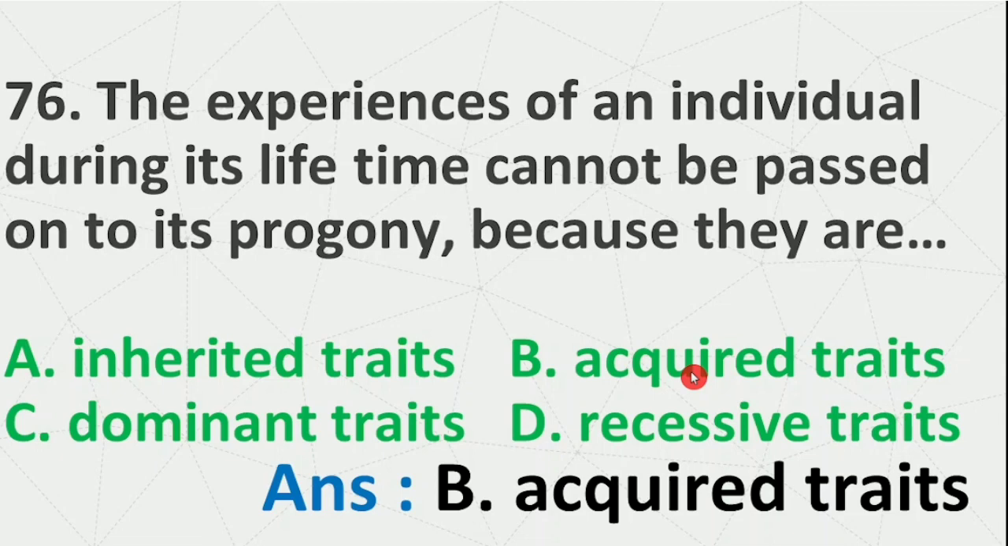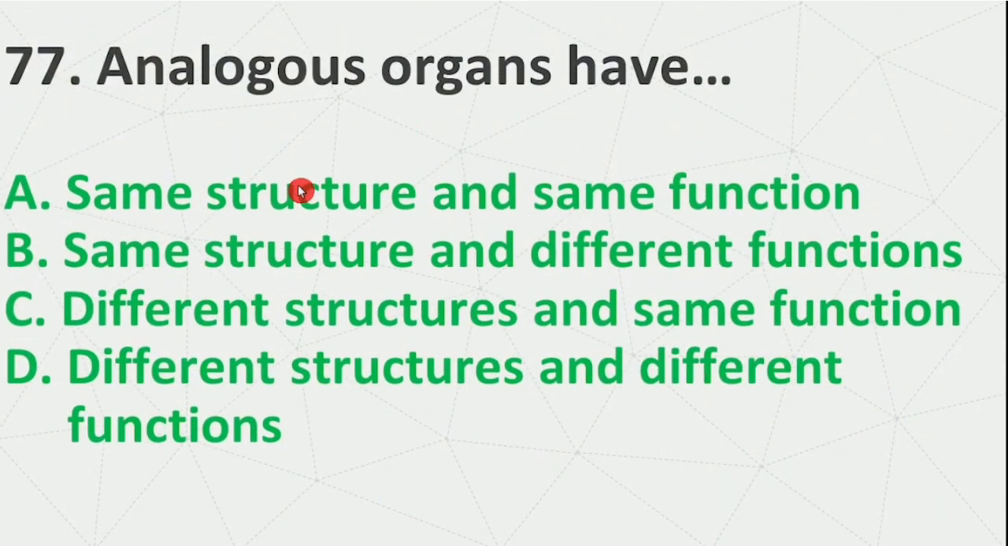Question number 77. Analogous organs have same structure and same function, same structure and different function, different structure and same function, or different structure and different function. Analogous organs always have different structure, but they have the same function. So option C is the correct answer.